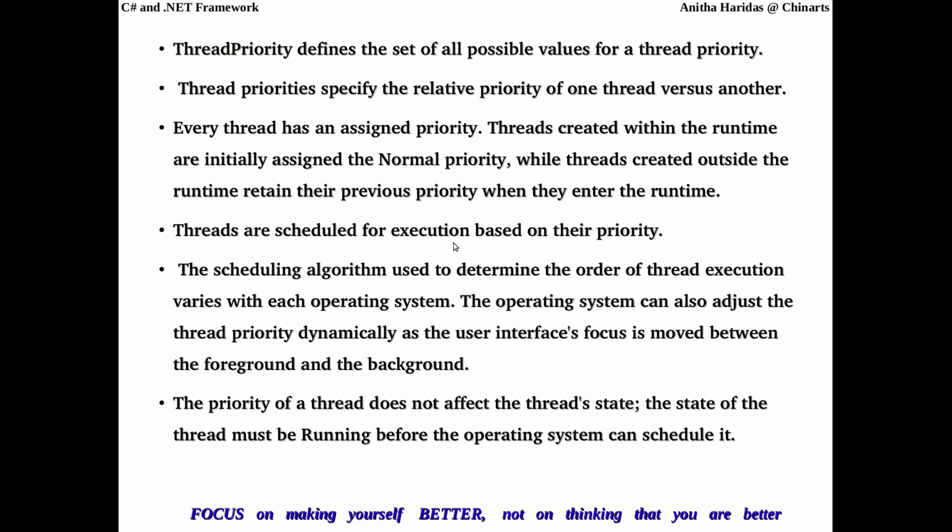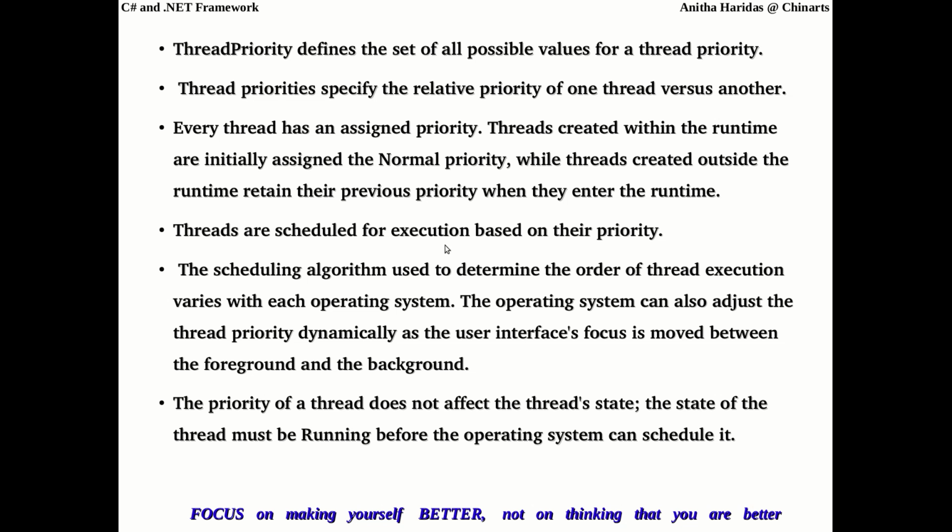Say T1, T2, T3 are three threads you are going to create. Let us say T1 is having the highest priority, T2 is having the lowest priority, and T3 is having the normal priority. If all three are ready and waiting for the CPU cycle, what will it do? T1 will be executed first, then T3, and only then T2 will be executed. Why? Because T1 is having the highest priority, T3 the normal priority, and T2 the lowest priority. So based on the priority only, the CPU will be scheduling.